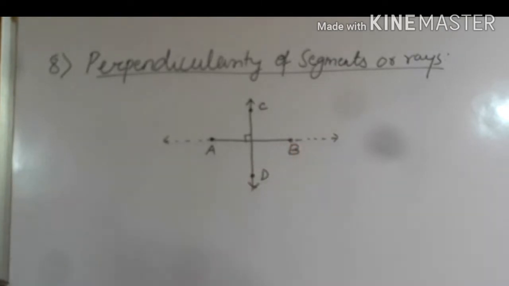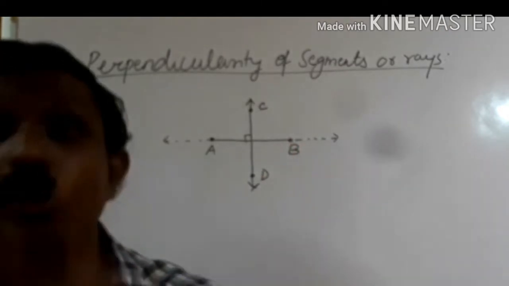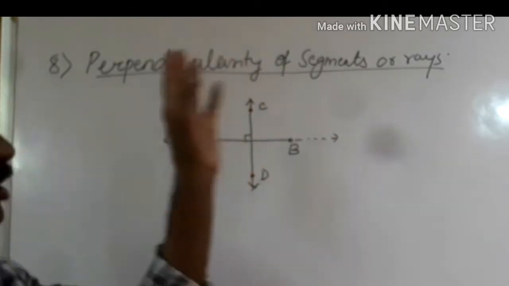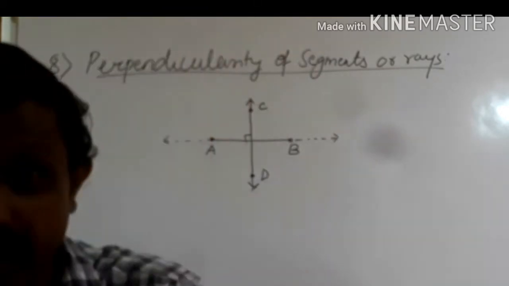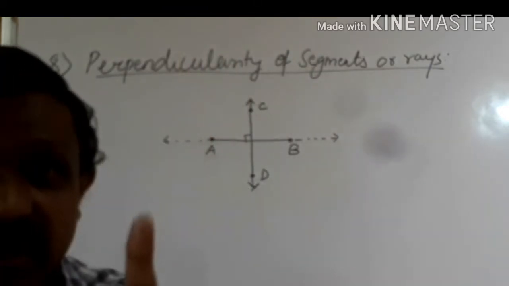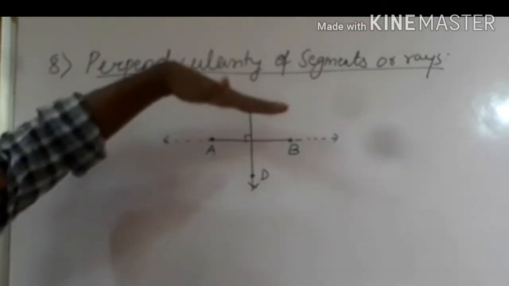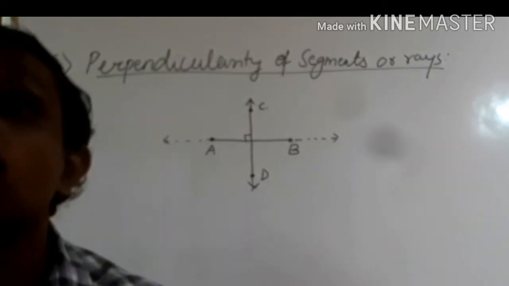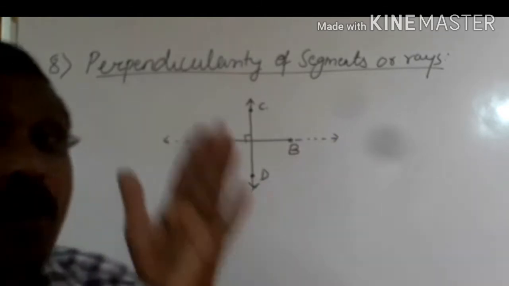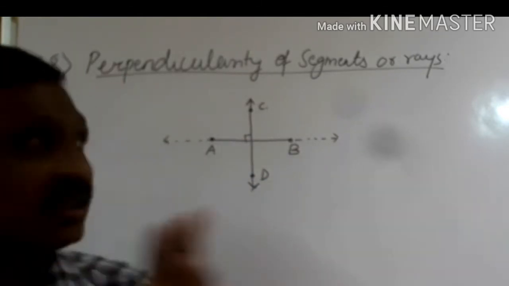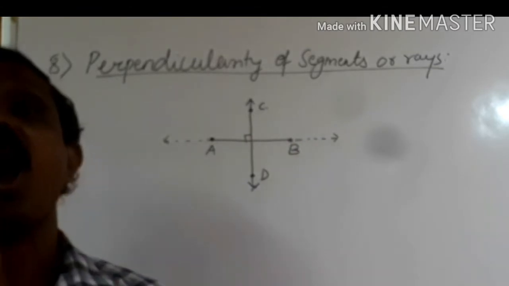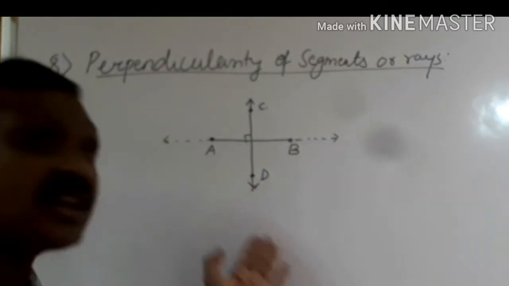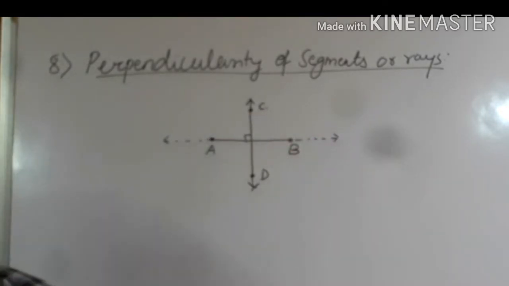If the lines containing two segments, two rays, I repeat, two segments, two rays, or a ray and a segment are perpendicular to each other, then the two segments or the segment and the ray are said to be perpendicular to each other.